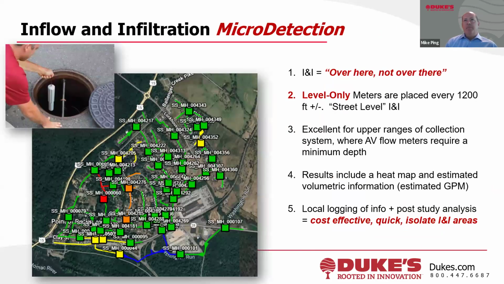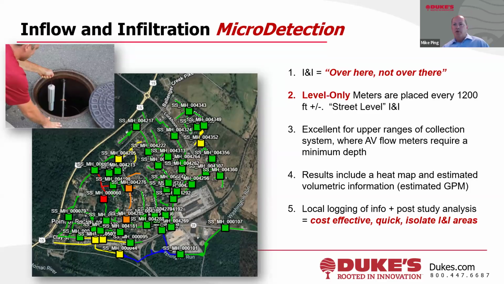So diving a little bit deeper into micro detection, number one, at its core, it's answering a fundamental question, making the statement of, hey, the I&I is over here and not over there. It's not a flow study, right? We provide volumetric estimates, but that's it. It's over here, not over there. You can see this map. You'll see some color coding as we go through this slide deck. Typically, it's industry standard. Red would be equal to severe. Orange is a moderate state. Yellow would be below that, fair, and green would be good.